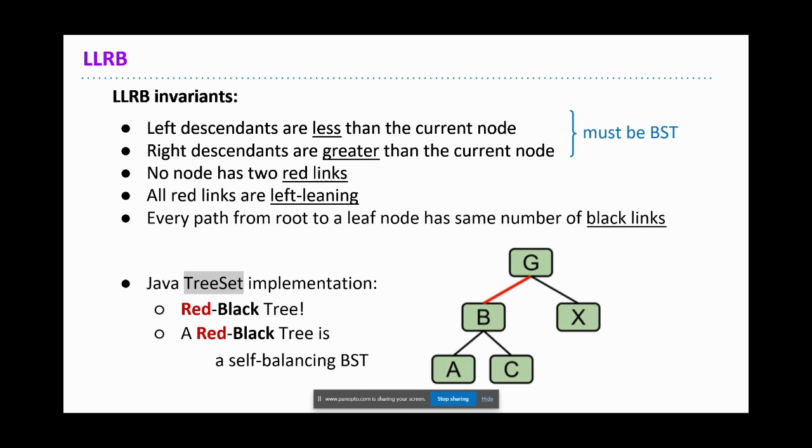No node has two red links. Well, we only have one red link overall, and so that is valid. And then all red links are left leaning. So yeah, this is pointing kind of to the left. It's leaning to the left. And then every path from root to leaf has the same number of black links. So this is our root, and A, C, and X are our leaves. So let's go from G to A. So that has one black edge. G to C has one black edge, and G to X also has one black edge. So that means that all of these invariants are true, and therefore this is a valid left-leaning red-black tree.